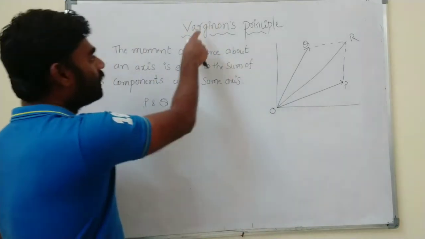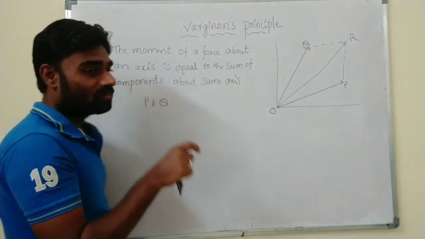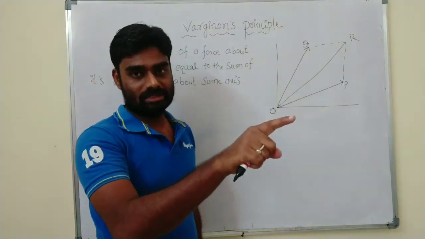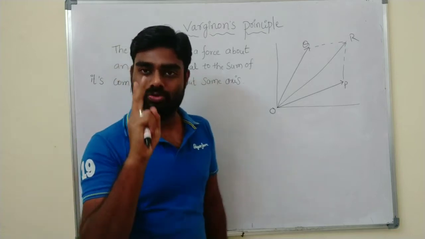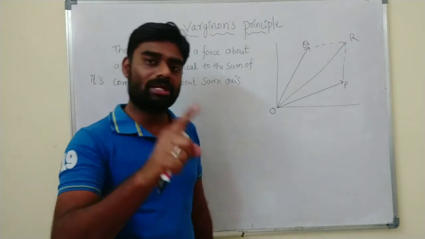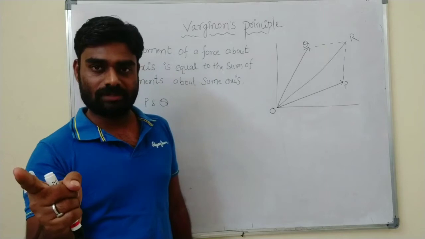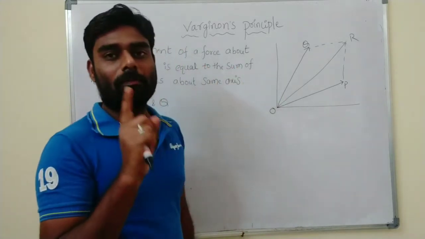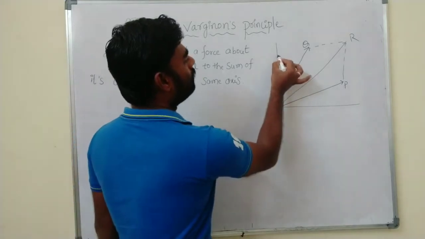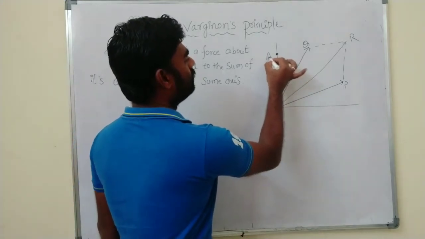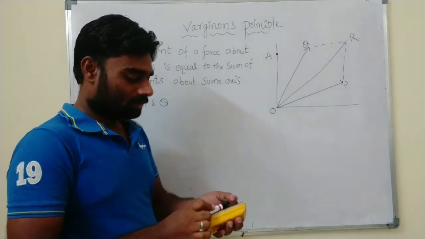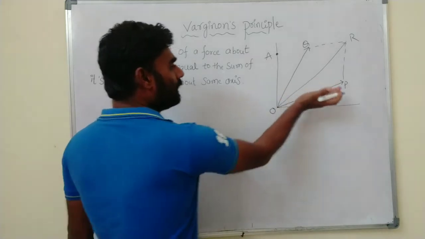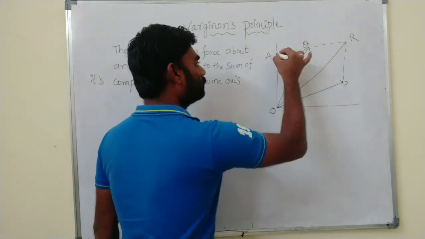What is the meaning of the Varignon Principle? The sum of all the moments of the components. In this case, I am taking two components P and Q. Moment means force into perpendicular distance. That's why I drew the perpendicular distances from point A. This is the point A. Please draw the perpendicular distances from P, R and Q.